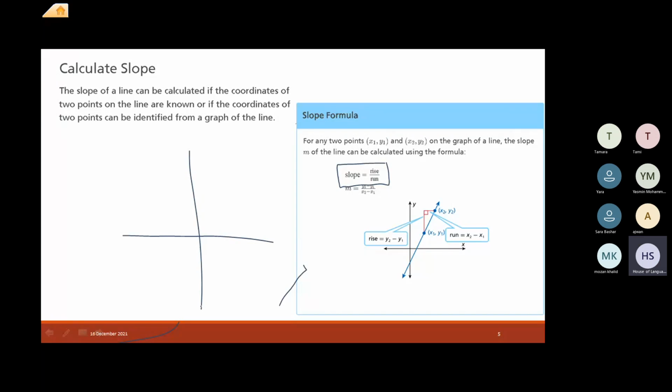But what do I mean by rise and run? How the sun is rising, it goes from the west to east. So you go from this point to this point, so you change the y. So the rise is y2 minus y1. And run, you are running, you go from this point to this point, which is x2 minus x1.